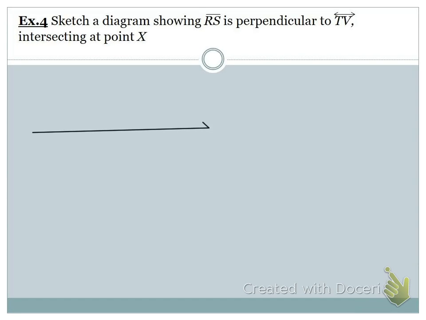So you can kind of choose what you want to start with. I'm going to start with my line TV. Better make sure that we get it marked. RS needs to be perpendicular to it, and RS is a segment. So here we go. RS is a segment. What do I need to do to make sure that we know that these are perpendicular? We can't assume it from the diagram, Kobe. What do we need?